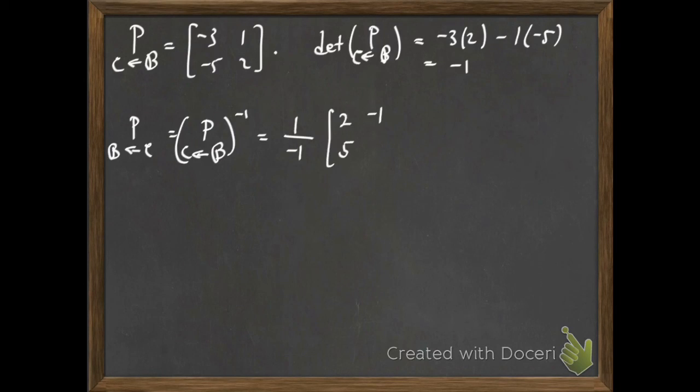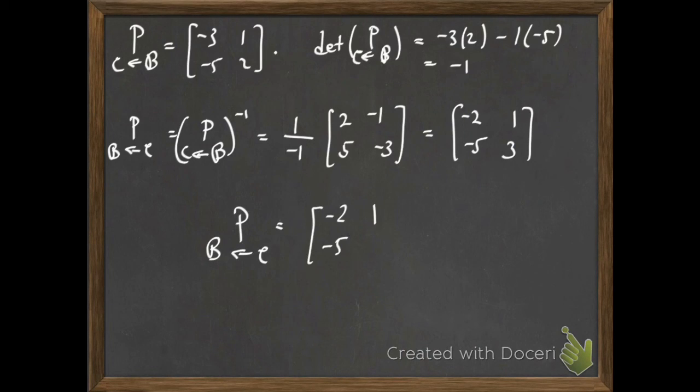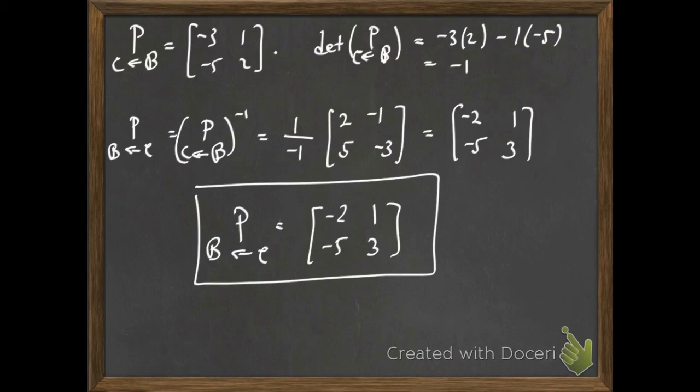And so the change of coordinates matrix from C to B is the inverse of the change of coordinates matrix from B to C. So it's 1 over the determinant, so 1 over minus 1. I'm going to swap the diagonal entries and multiply the off diagonals by minus 1, and then I push the scalar inside. And so then I get the change of basis matrix from C to B is -2, 1, -5, 3.